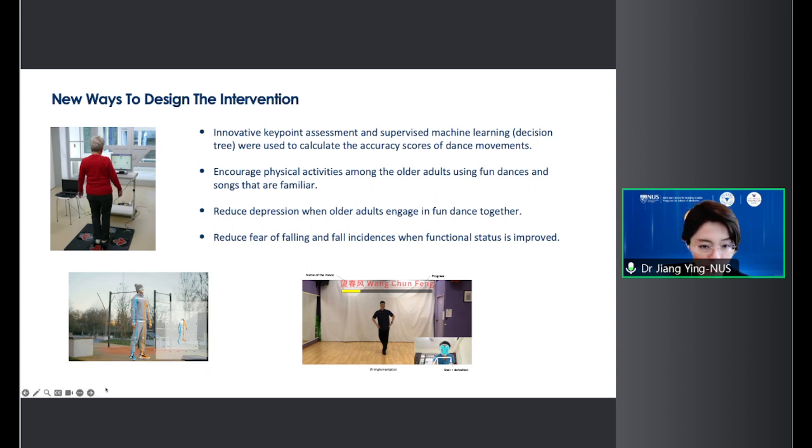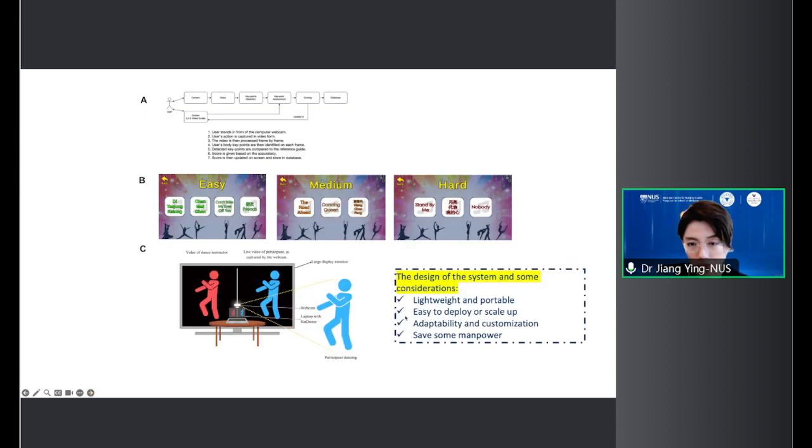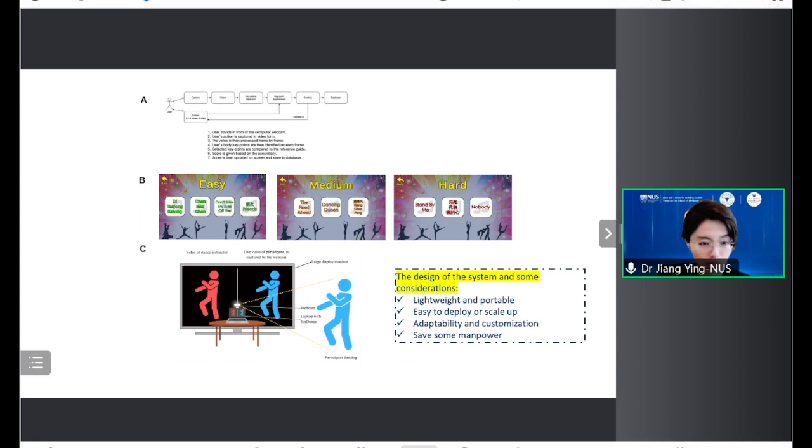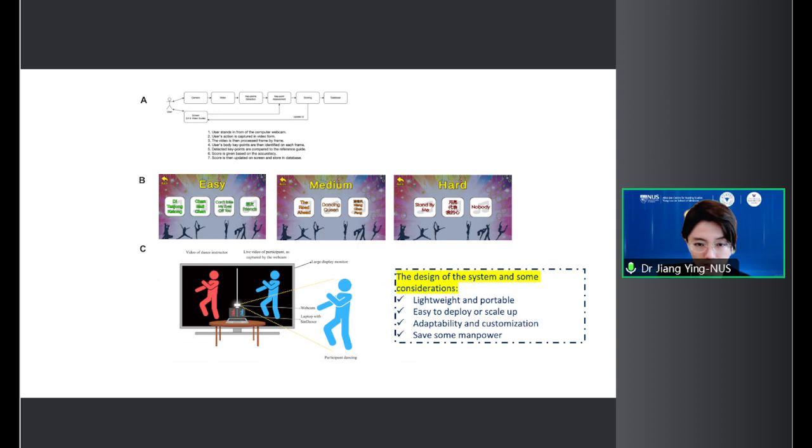And because we also keep in mind that the intervention will be used in the community, in senior activity centers. So many senior activity centers in Singapore are equipped with mid-range computer systems. So they may have laptops, but not a super computer. They are mid-range laptops. They may have a big screen, something set up like this. So we want our intervention to be very easy for them to adopt.